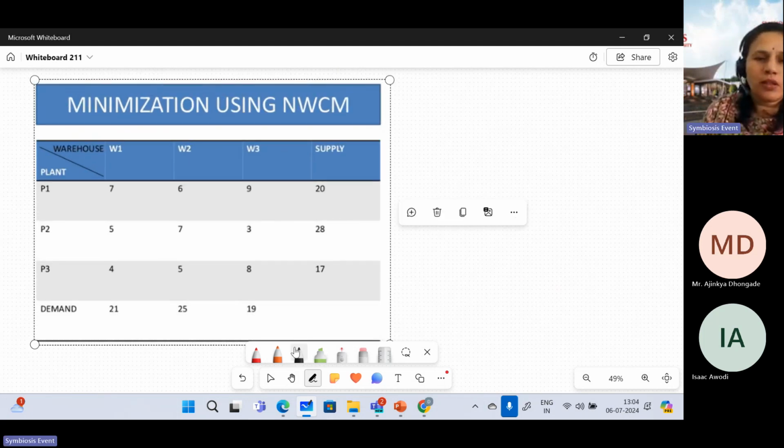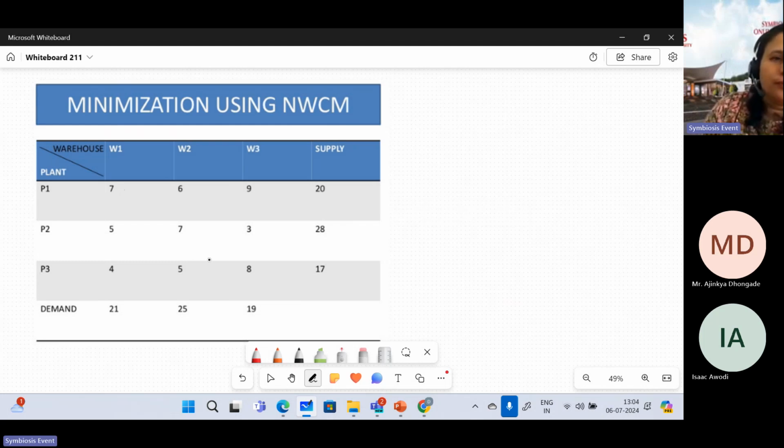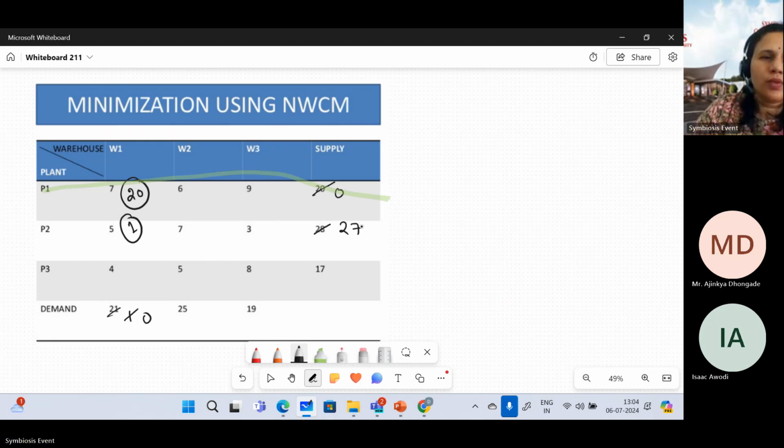Okay, so please give attention to the northwest corner point, 20 and 21. So 20 is smaller, so make this 0 and make this 1 and make an allocation of 20. So it means there is no significance of the first row. Again, I've reached the second row. I'll make allocation of 1 unit. So this becomes 0 and this becomes 27. Done. Whatever becomes 0, just cancel.